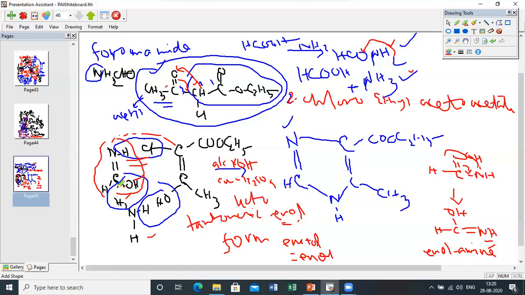Why? Because I can bridge this carbon and nitrogen here, because I need the linkage of carbon and nitrogen in the imidazole. Fine. And then again I am eliminating this OH and H so that I can bridge this nitrogen and carbon here. So now you see the 5-membered ring is formed.